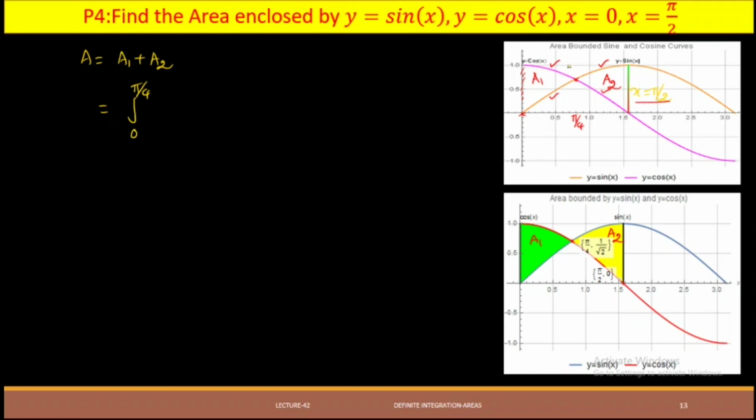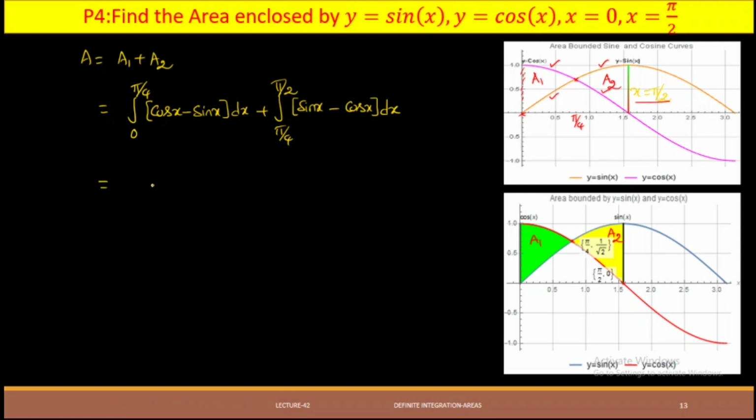The upper curve in this region is cos x, and the lower curve in this region is sin x, dx, plus integral pi by 4 to pi by 2. Here in this interval the upper curve is sin x and the lower curve is cos x, dx. So this is how I have to find out the integral.